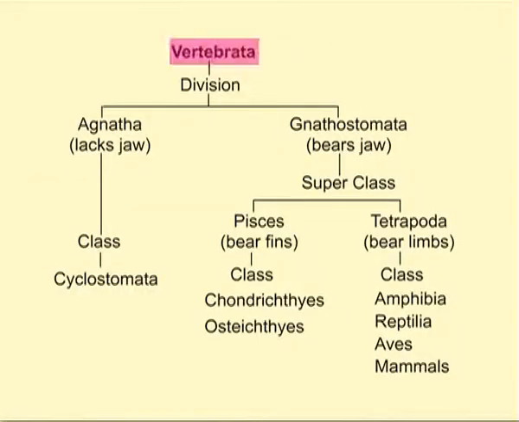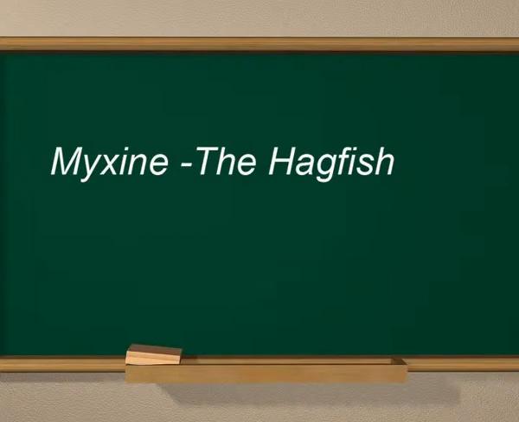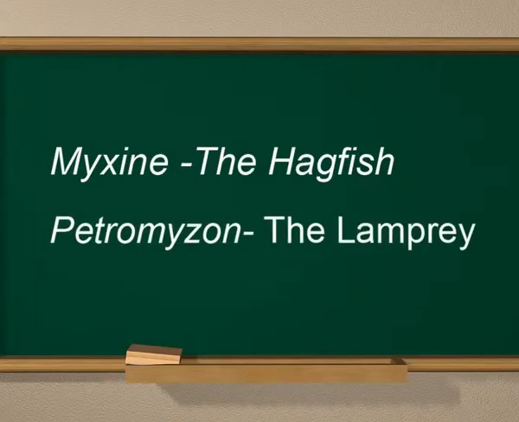The subphylum Vertebrata is divided into 2 sections or divisions, Agnatha and Gnathostomata. The Agnatha or jawless fish are the oldest known vertebrates. The Agnathans lack jaws. Agnatha has only one class, Cyclostomata. The class Cyclostomata includes the only surviving members known as Myxini, the hagfish, and Petromyzon, the lamprey.